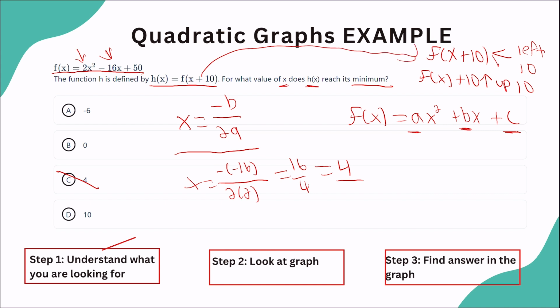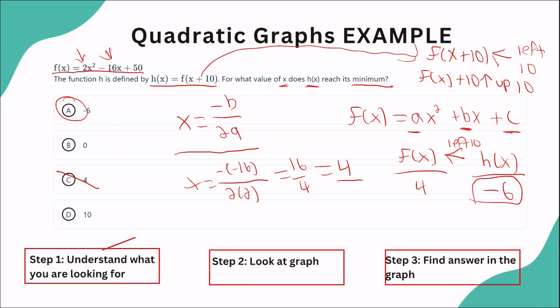And so we need to shift the 4 left 10. Our f of x would have been at 4, but our h of x, shifted left 10, is going to be negative 6. And so negative 6 is our answer, A. Don't get tricked by C. It's a common way they get students.